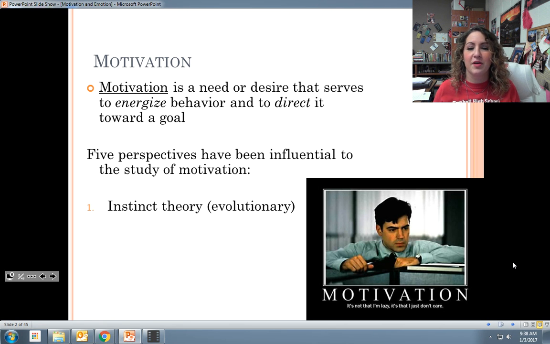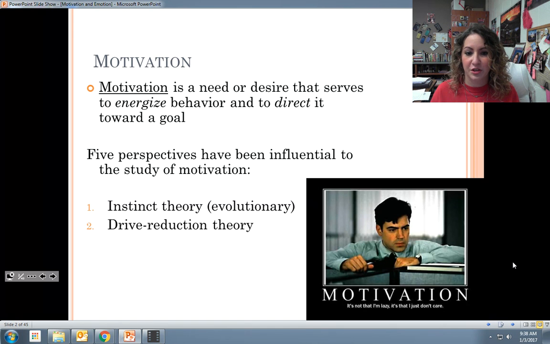So think about the things that people and animals do to keep themselves alive and to procreate. If that's their goal, then it's going to fit under the instinct theory of motivation. Another one is drive reduction theory, that we have certain drives, and our motivation is to reduce certain feelings that we have.